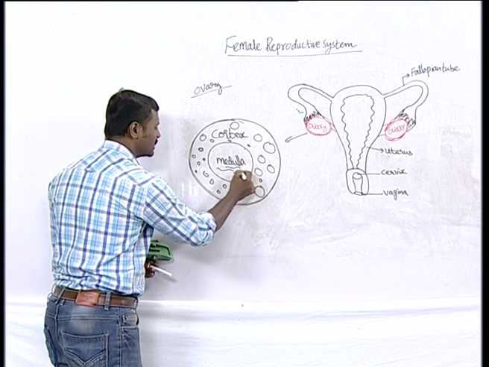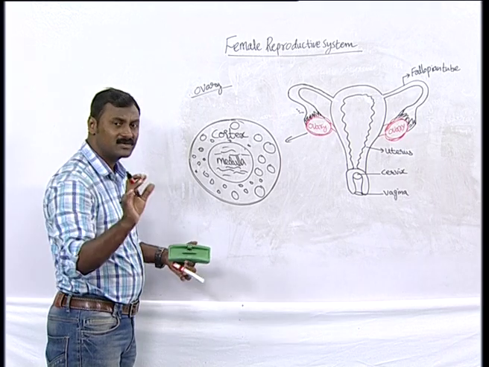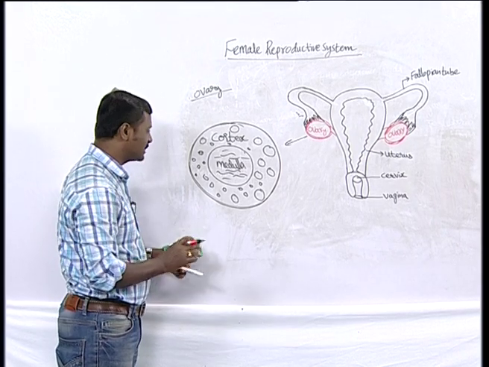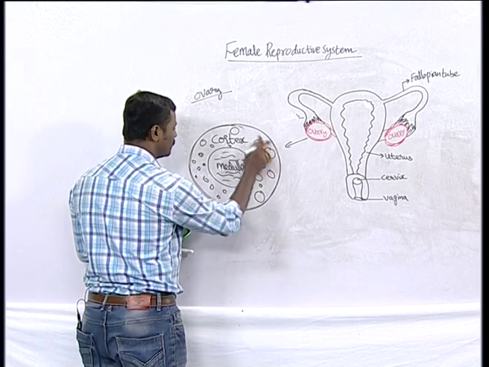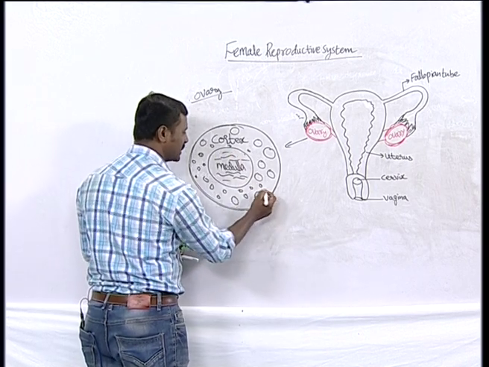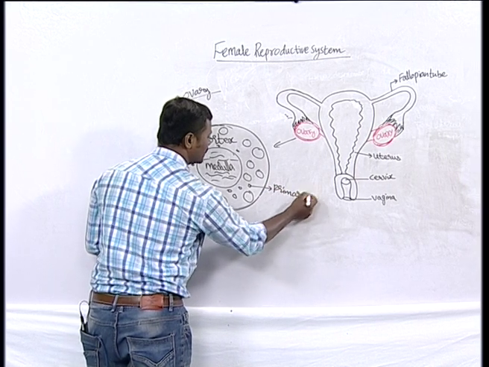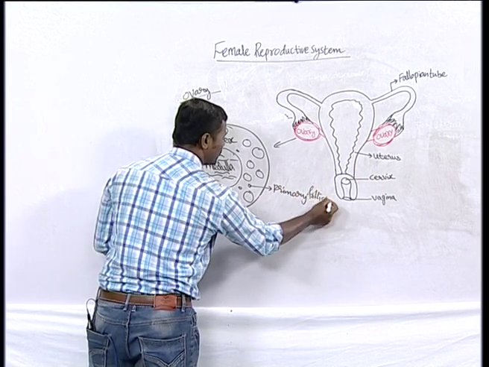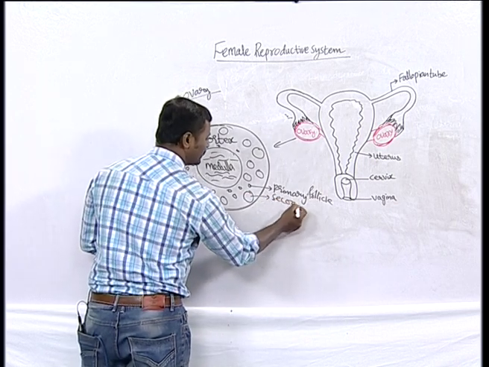The medulla region, which is in the center, consists only of blood vessels, nerves and connective tissue. So, what is present in the cortex region? That is called the primary follicle, or else the secondary follicle. Different stages.